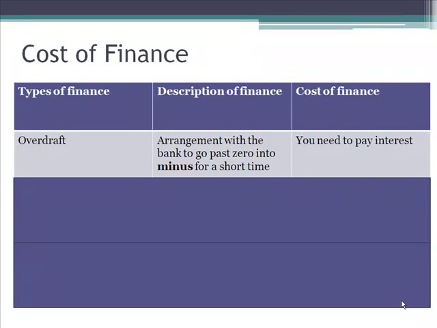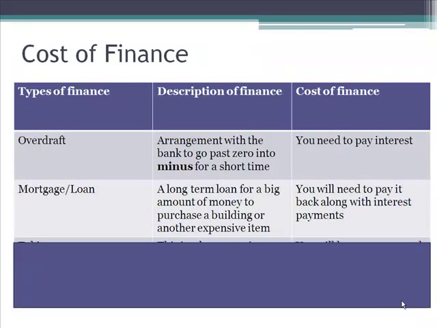So an overdraft then. An overdraft is an arrangement with the bank to go past zero or into minus for a short term. So for example, we said before, if you're going to buy a machine for £5,000 and you've only got £4,000 in your account, if the bank allows you to go overdrawn, you can then go into the minus of £1,000. But the cost of that is that when you go overdrawn, or when you go into minus, you may have to pay interest.